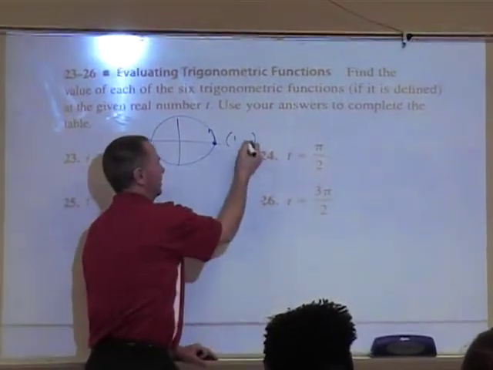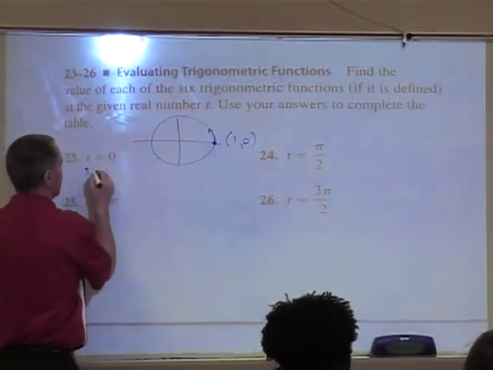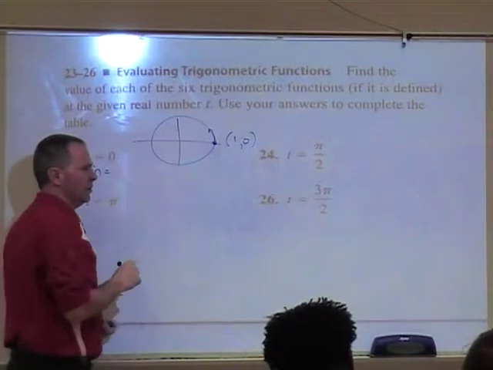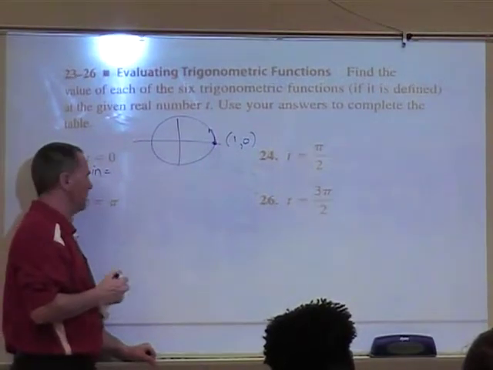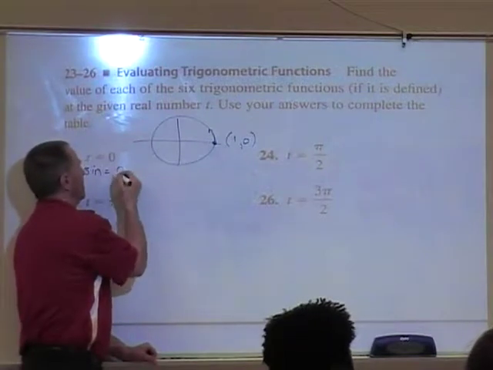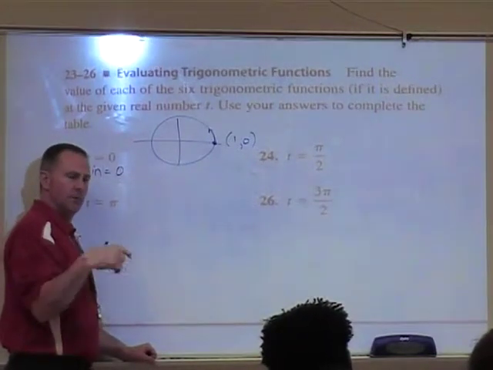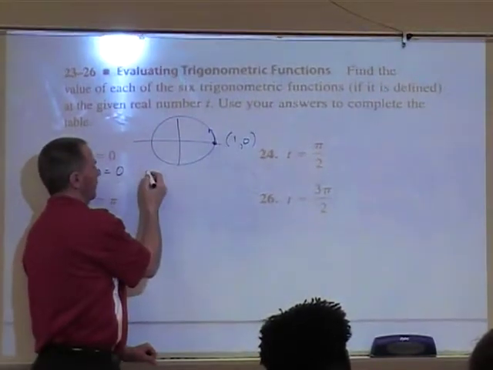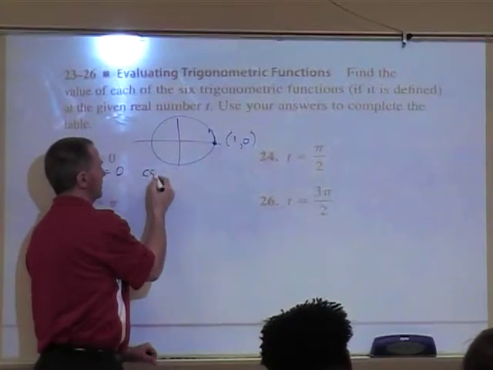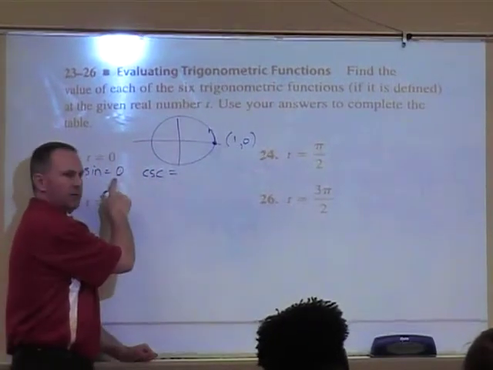1, 1, 0. Okay, now, what are the 6 trigonometric functions? So the sine value, which we also know as what, x or y? Y. So the y value is 0. But here's the thing, you need to think about this in terms of a fraction, because you're going to be taking the reciprocal of that for the cosecant. So the cosecant of t needs to be the reciprocal of this.